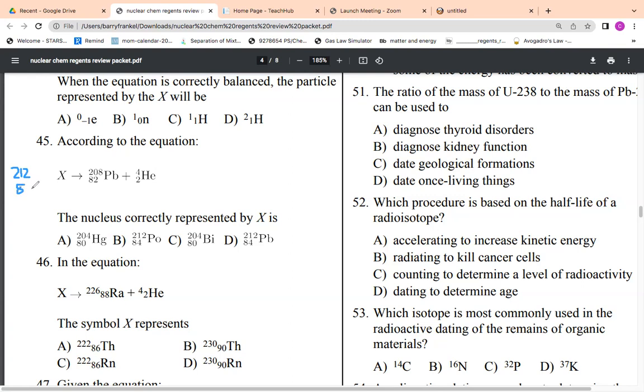So I'm just going to write those out, 212 and 84. Now the really important number is the bottom one, the 84, because that is our starting atomic number. So what element is atomic number 84? That would be Po. So we would want to go with choice B.